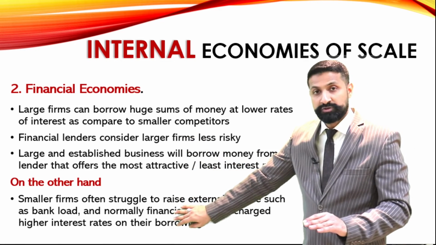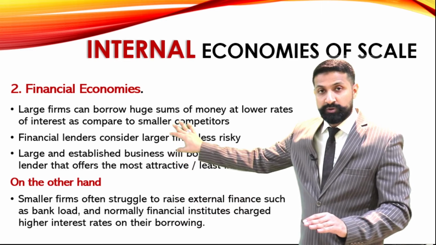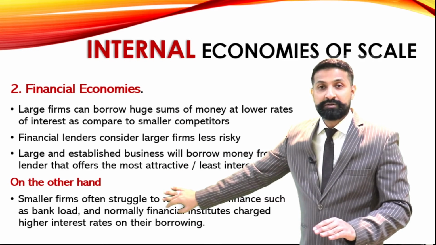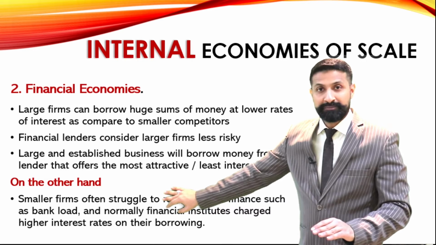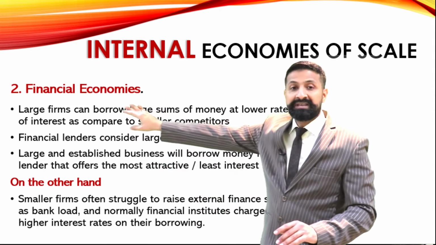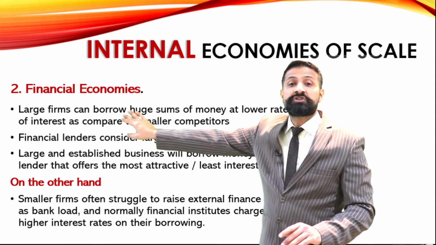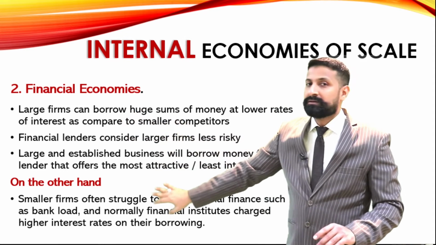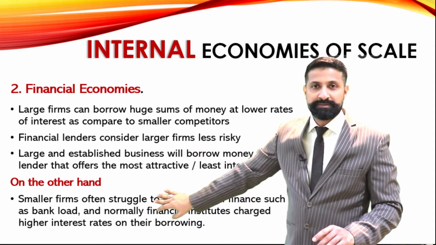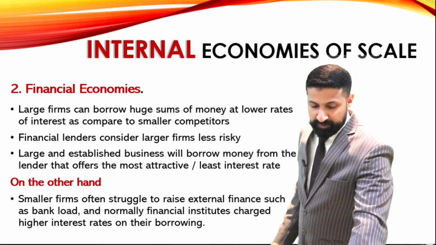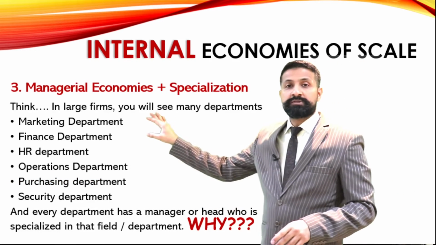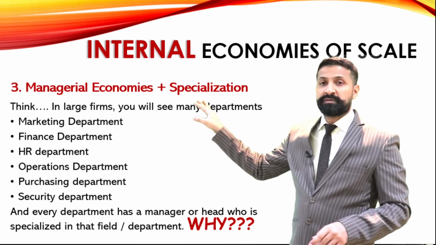Small businesses cannot enjoy this. Big businesses can. So their average cost per unit goes down, while the small businesses' average cost per unit cannot go down. This is called the internal financial economy of scale. Big businesses enjoy this; small businesses cannot. Clear? Moving on. The next one is called managerial economies of scale, or we can also say specialization.